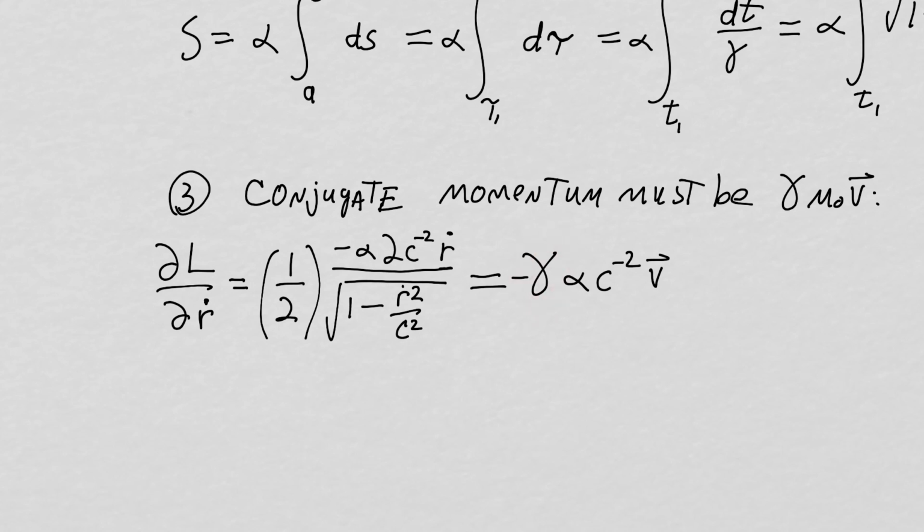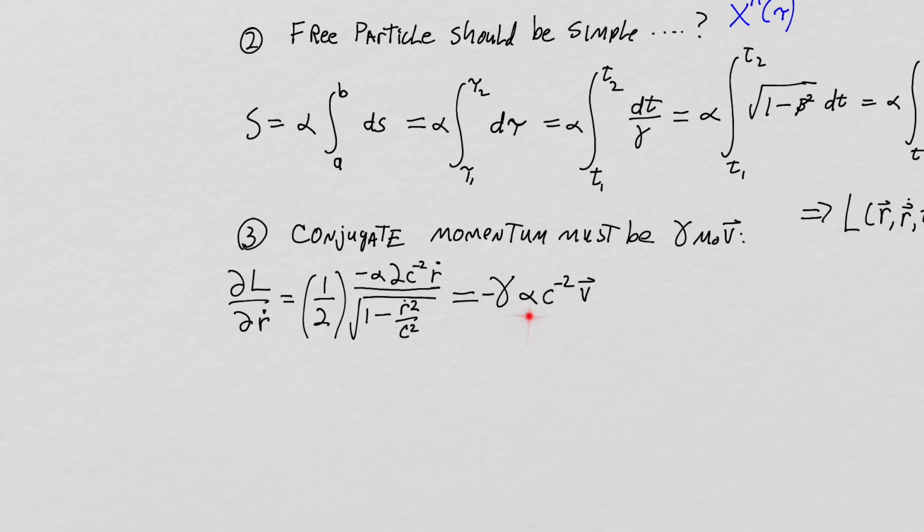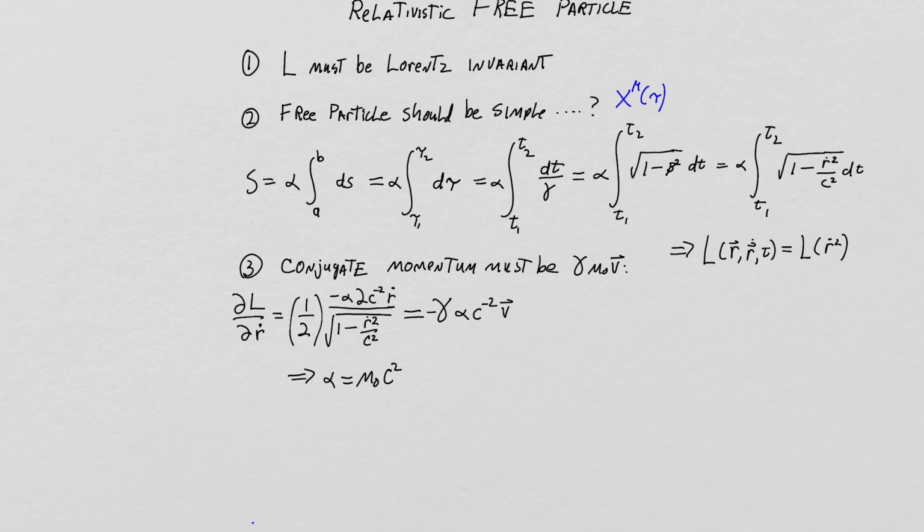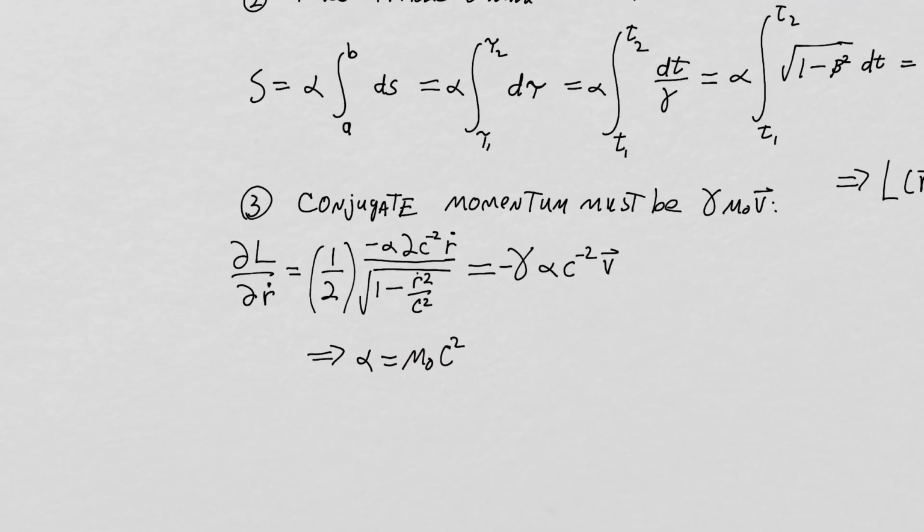And so you get minus gamma alpha c to the negative 2 v. I'm now putting this in vector form, so it's v. And so the only way to get this to equal gamma m0 v is to choose alpha to be m0 c squared, right? So that's how we get alpha. Again, sort of an experimental thing, right? We understand what momentum is. We want the conjugate momentum of this to give you the standard momentum. So you choose alpha to be m0 c squared.